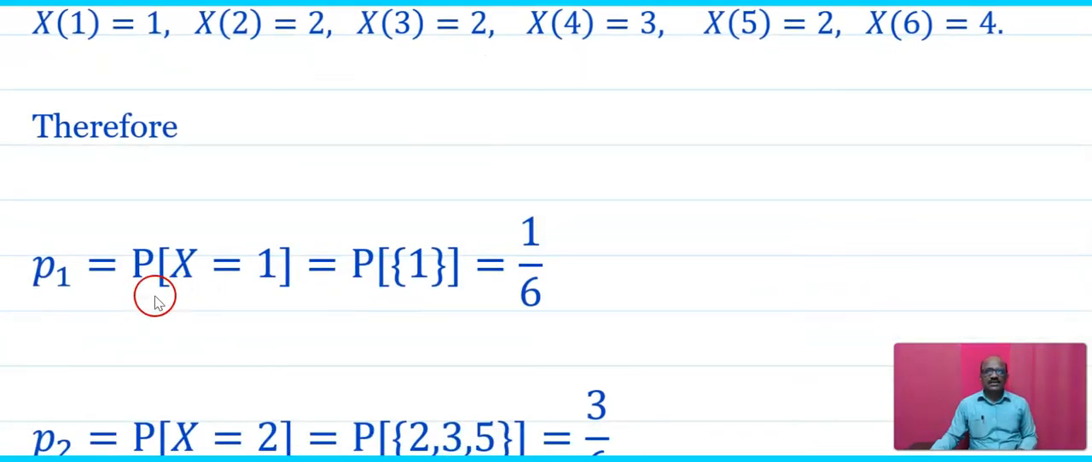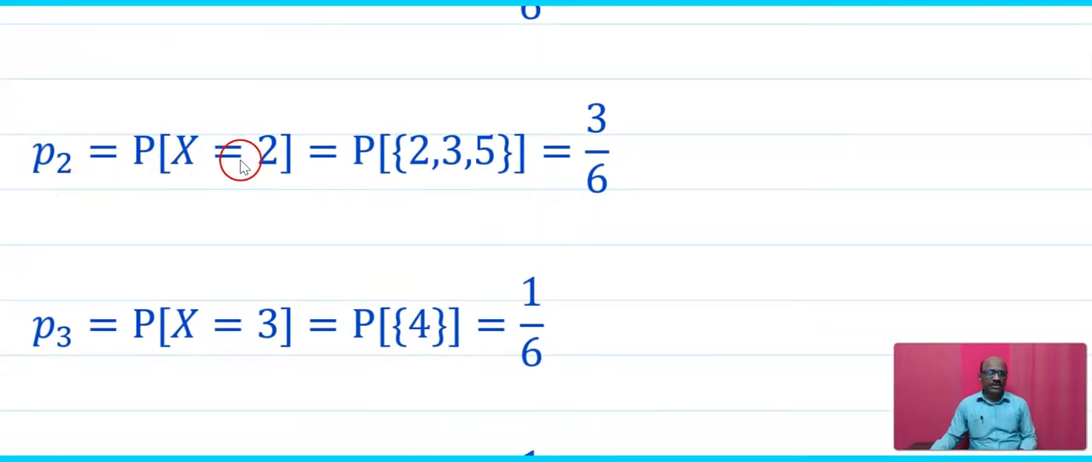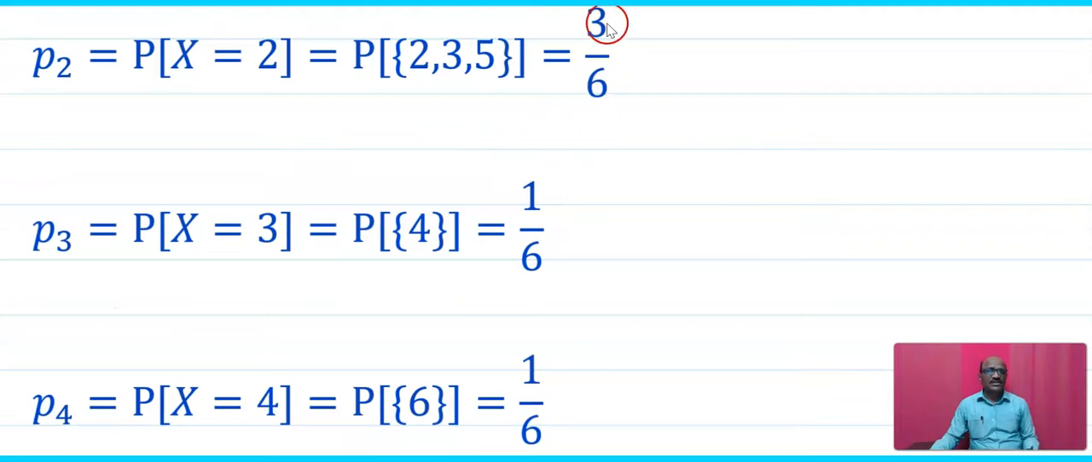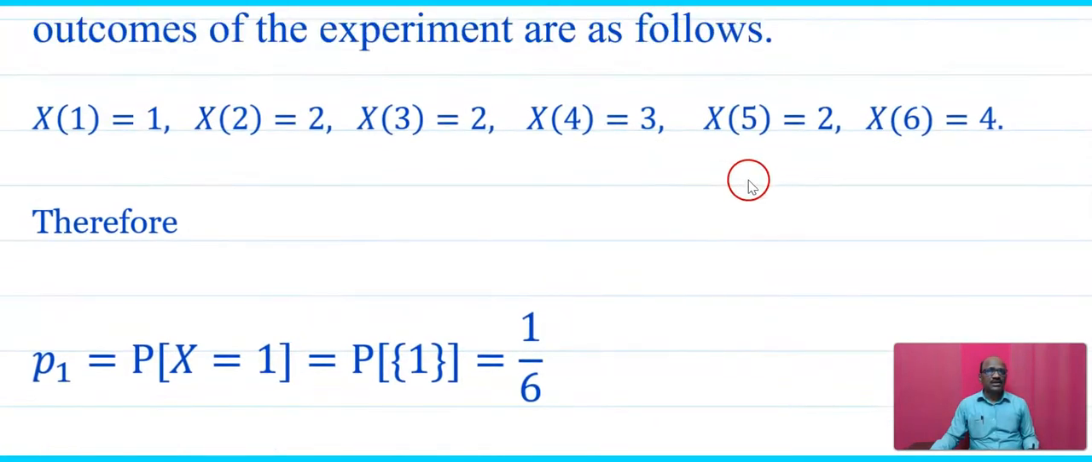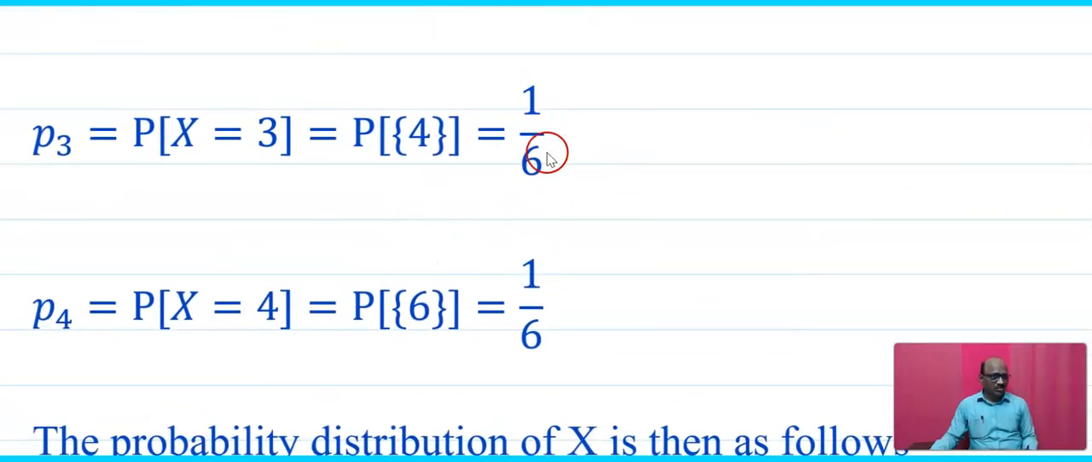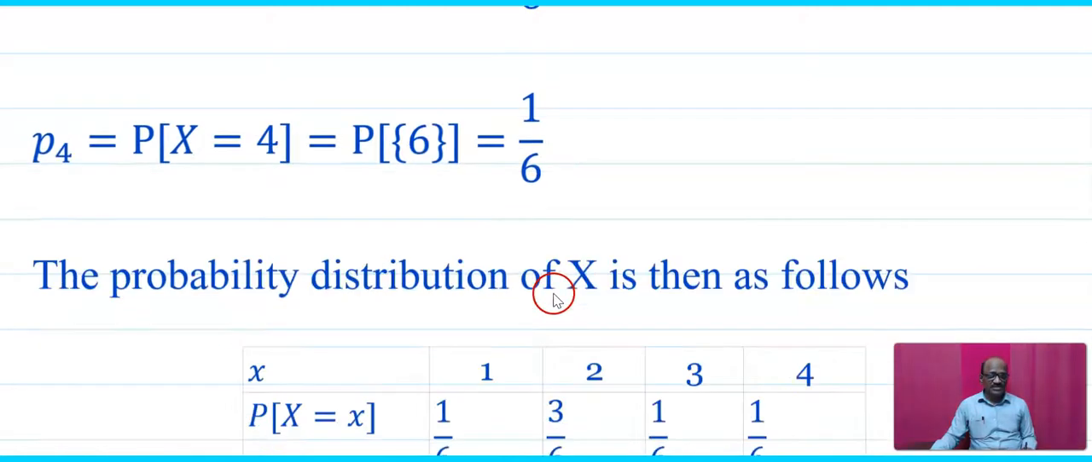In this way, P1, the probability of x equal to 1, is 1 upon 6. Then P2, the probability of x equal to 2: the numbers with 2 factors are 2, 3 and 5, total are 6, so that is 3 by 6. The 3 factors are only for 4, that is 1 upon 6. And the 4 factors are for 6, which is 1 by 6.